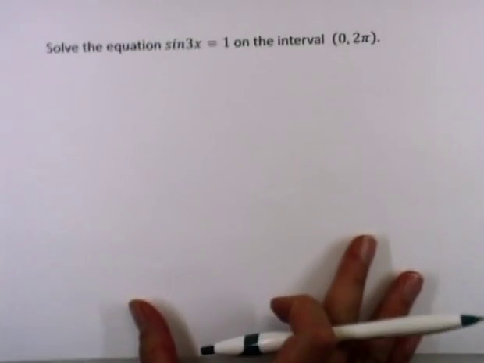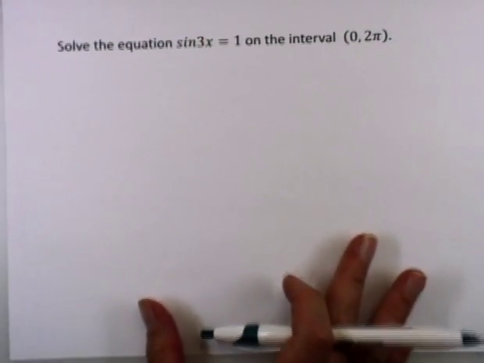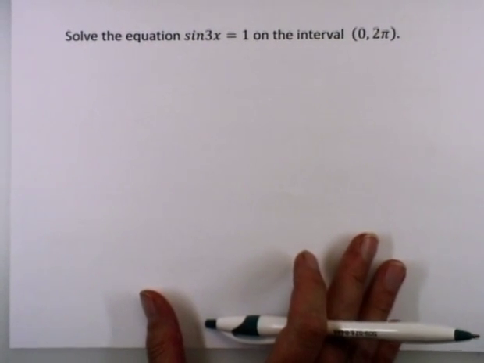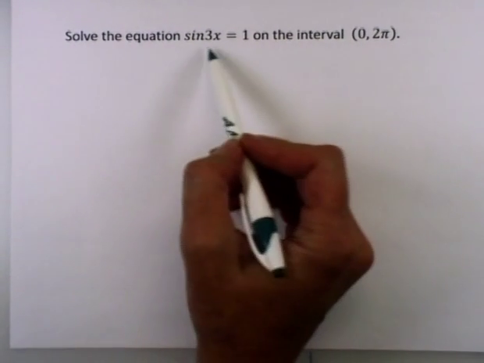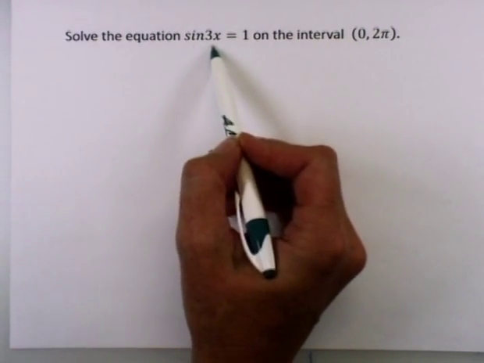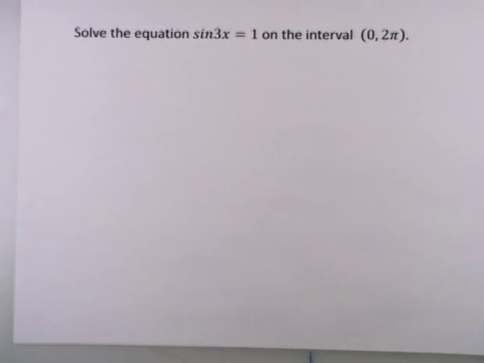Okay, we have a few more. This one's not difficult, but we just have to kind of go about it a different way. I see this multiple angle in here. The sine of 3x is equal to 1. And I need to find all the solutions.